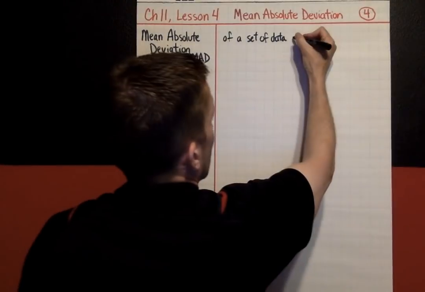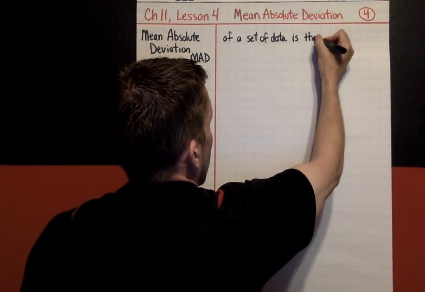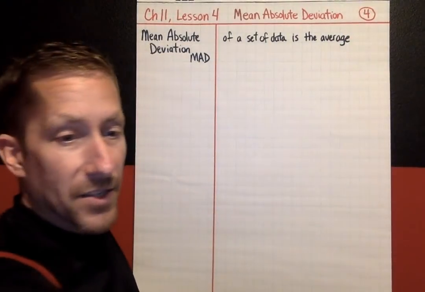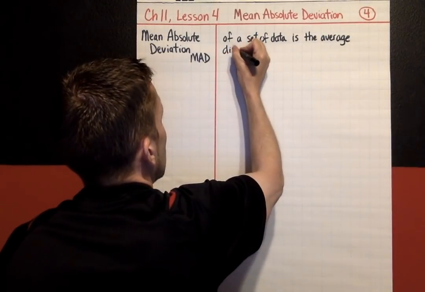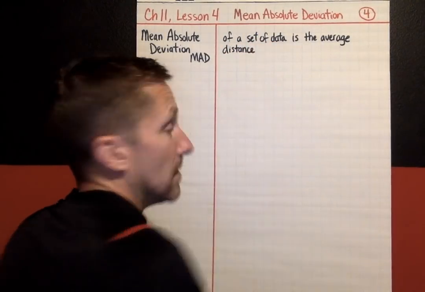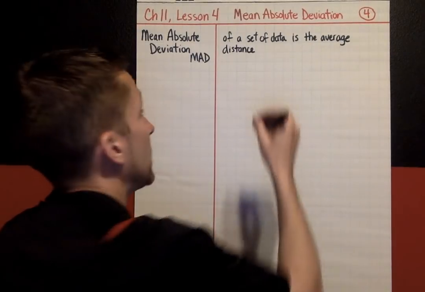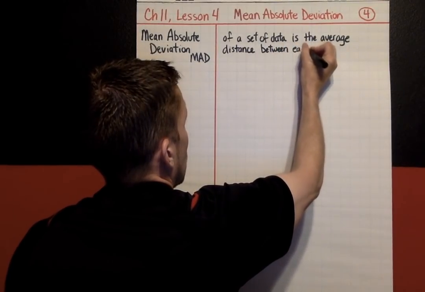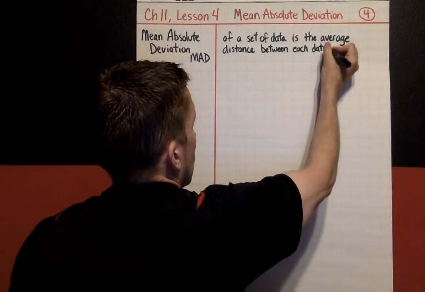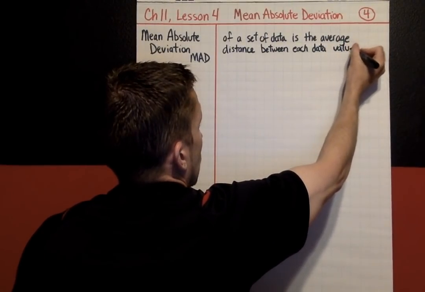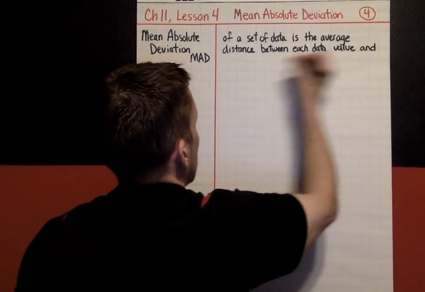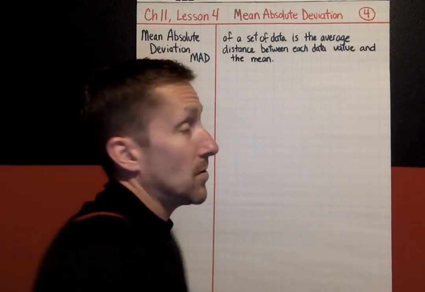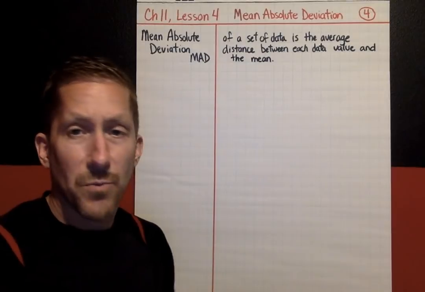is the average distance between each data value and the mean. So it's another way of looking at how spread out your data is.